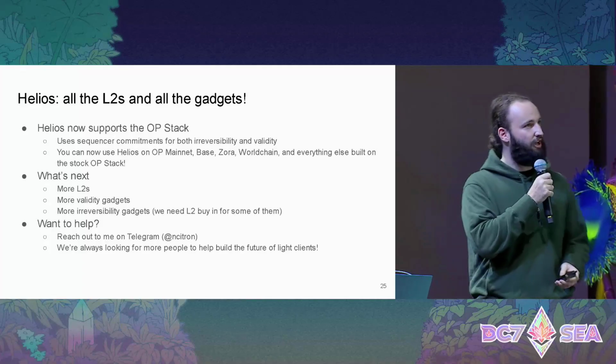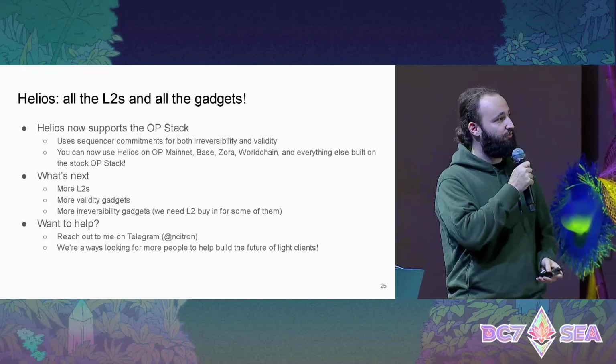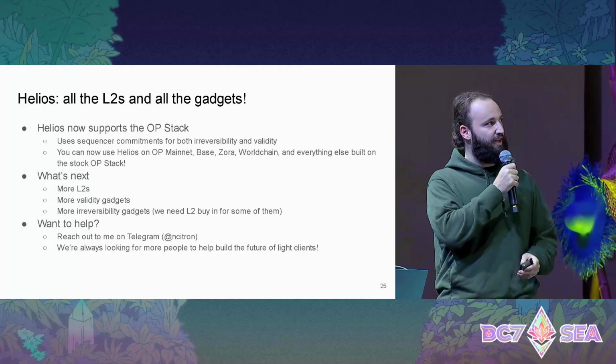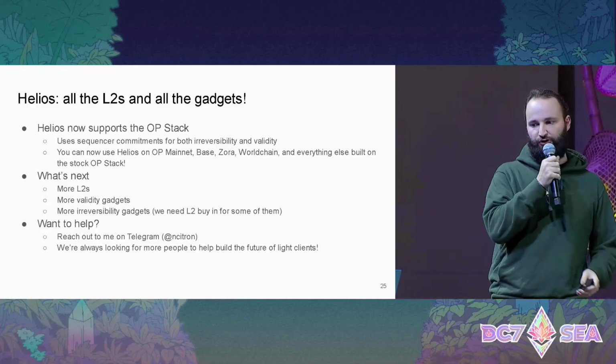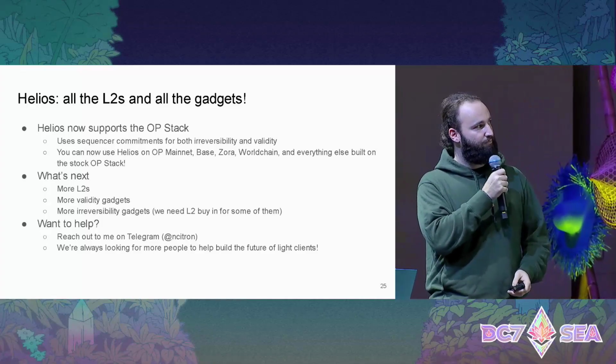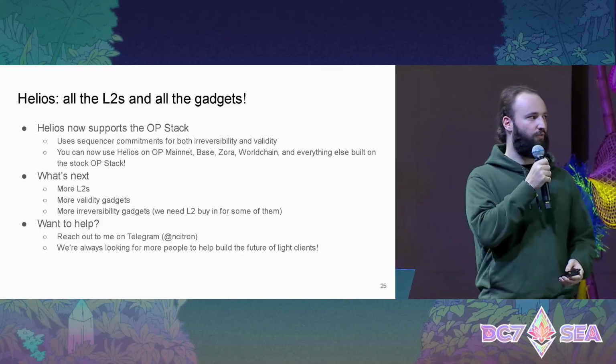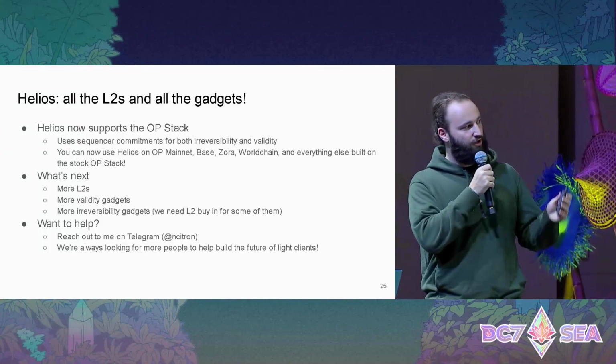So what are we doing with Helios? We want to implement all the L2s and all the gadgets. Helios now supports the OP stack, and uses sequencer commitments for both irreversibility and validity. And what's next? We're going to add more L2s, more validity gadgets, and more irreversibility gadgets.